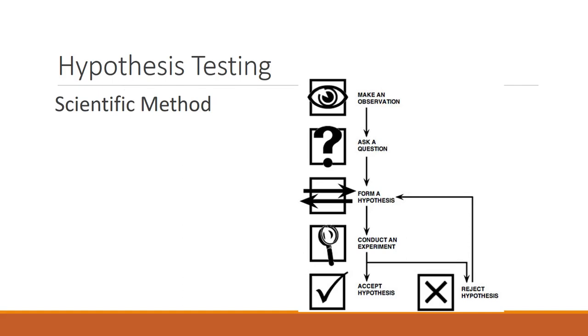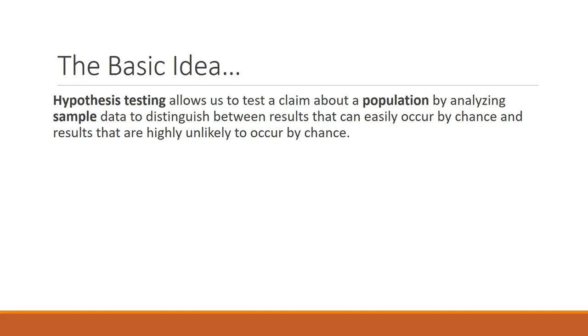Hypothesis testing is basically using statistics to perform the scientific method. In the scientific method, we have some observation, we have some question, and we formulate a hypothesis about what we think is true. And then we conduct an experiment to evaluate that hypothesis. So what we're doing in statistics when we do hypothesis testing is stating a claim about the population.